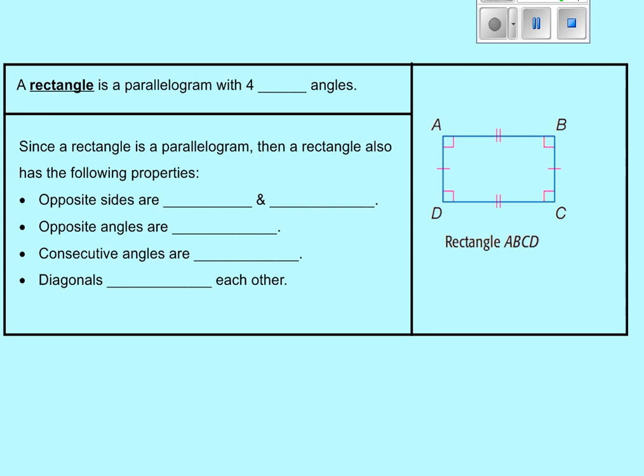First off, a rectangle is a parallelogram with 4 right angles. That is your dead giveaway. So we already mentioned this, I just did. Since a rectangle is a parallelogram, opposite sides are both parallel and congruent. Opposite angles are congruent. Consecutive angles are supplementary. And the diagonals bisect each other.